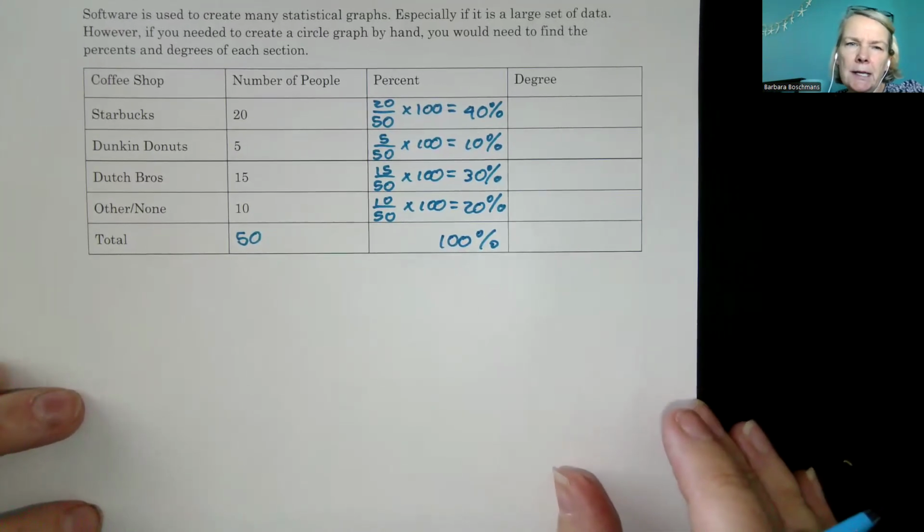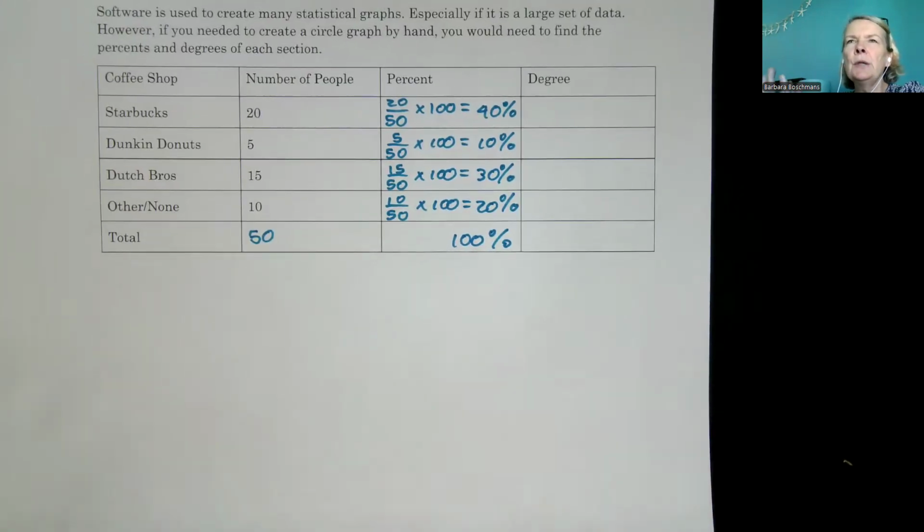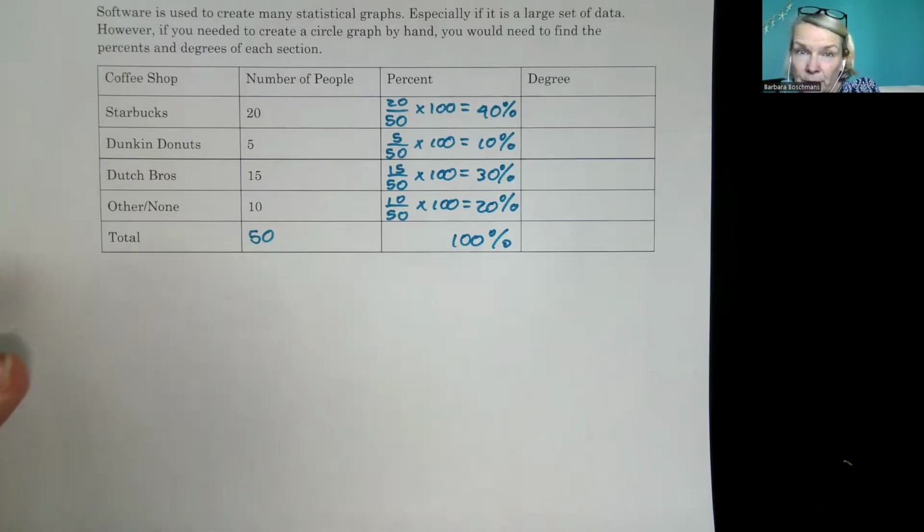Now, these numbers are made up, so they're nice. There's no decimals. But you want to round your decimals, or for a repeating decimal put the bar over the repeating part, because you want to write them in a way so that they do add up to 100%.